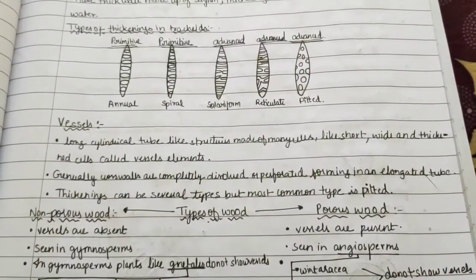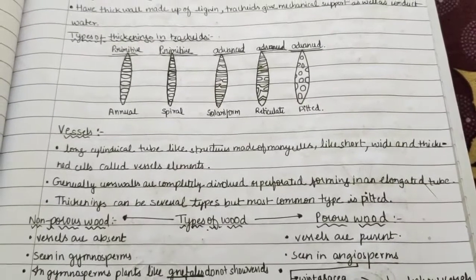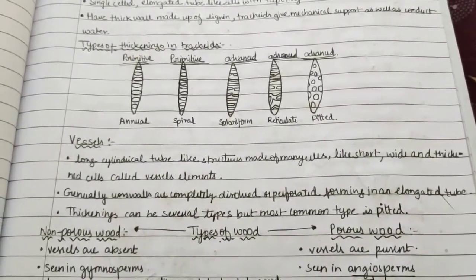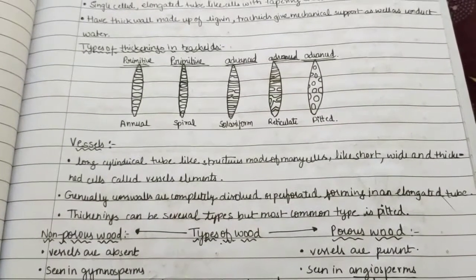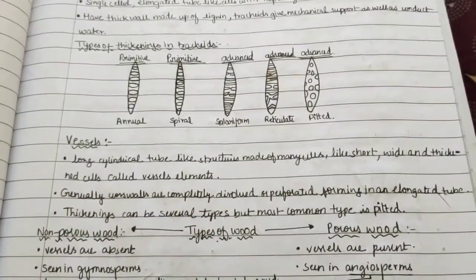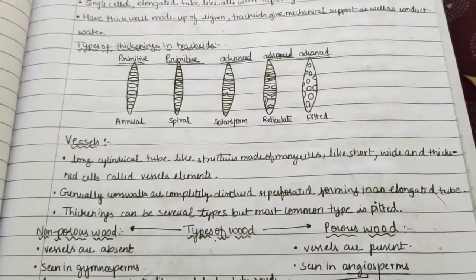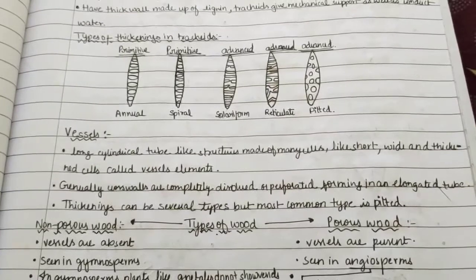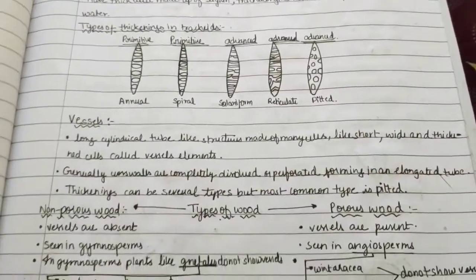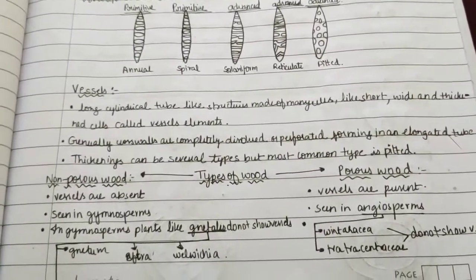Then vessels: a long cylindrical tube-like structure made up of many cells, short, wide and thickened cells called vessel elements. Gradually the cross walls are completely dissolved or perforated, forming an elongated tube. Thickenings can be of several types, but the most common type is pitted thickening.